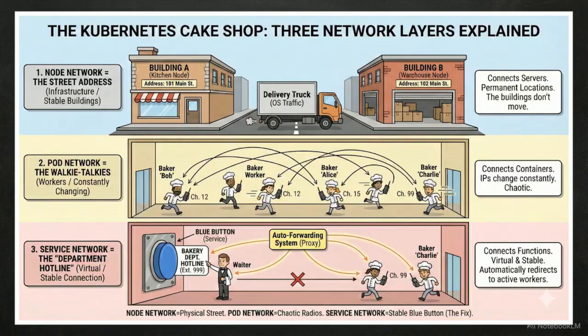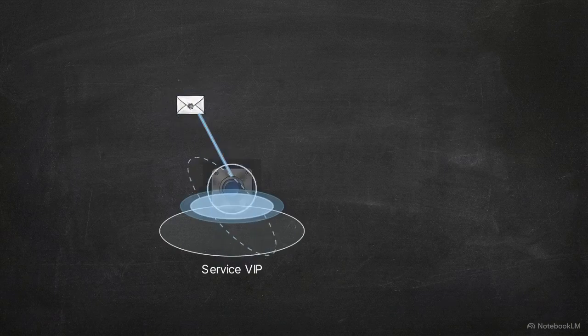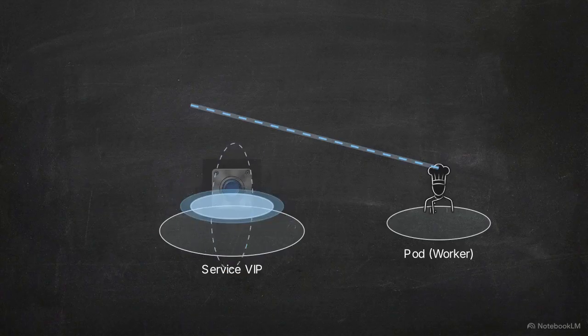This diagram maps the three network layers. The node network at the top is tangible infrastructure. The pod network below it consists of actual container interfaces, but the service network is entirely virtual. The service network has no physical cables and no real network interface card. It is an abstraction, a set of rules intercepting traffic and redirecting it to the real destination.